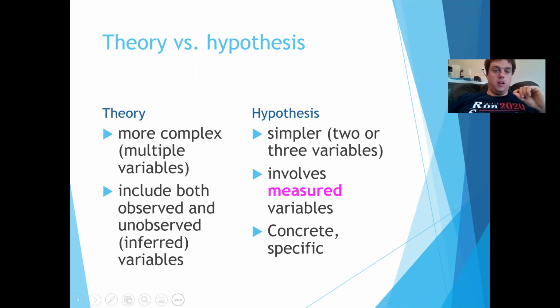Again, a big difference here is that a theory is more abstract, more about inferred variables, whereas the hypothesis is about the actual measured variables you're dealing with. It's concrete and specific. Okay.